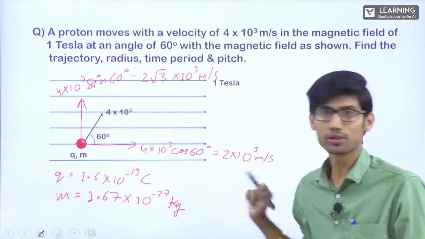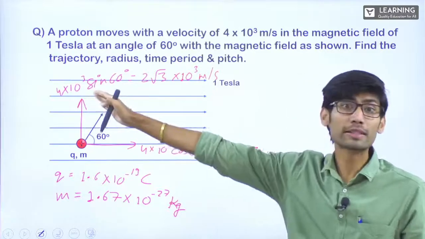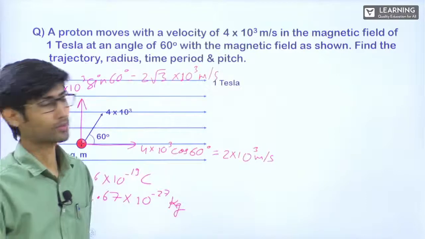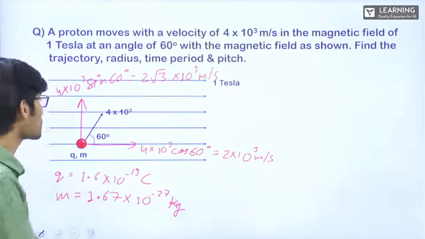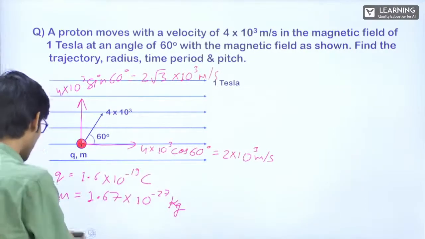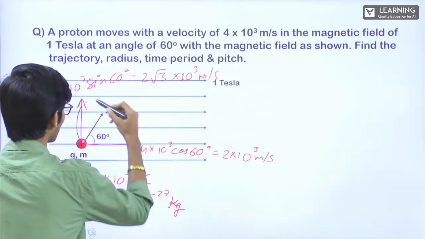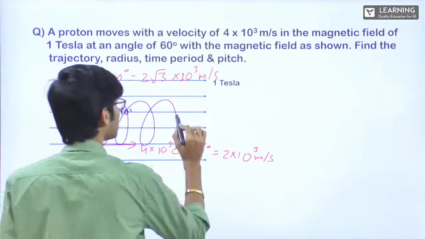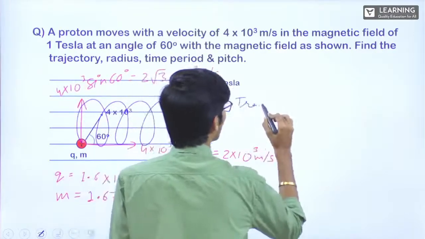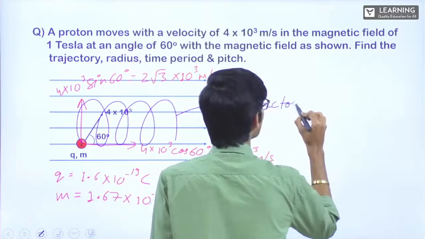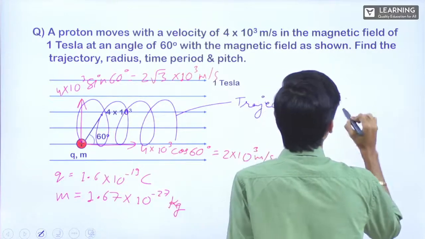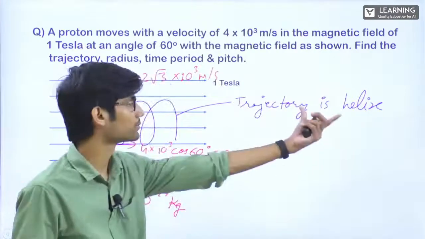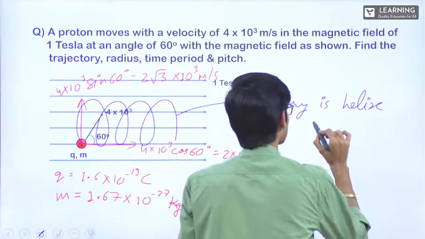These are two different velocities. This velocity is responsible for the circular motion. This velocity is responsible for the motion in the horizontal direction, or in the direction of the magnetic field. So since both the motions are happening, it will be a helical motion. The trajectory is helix, correct? Or helical motion.